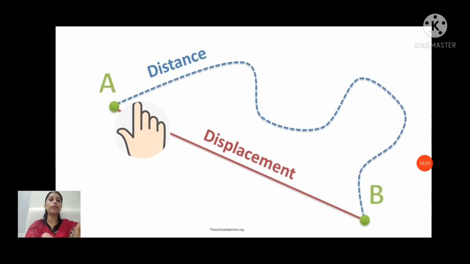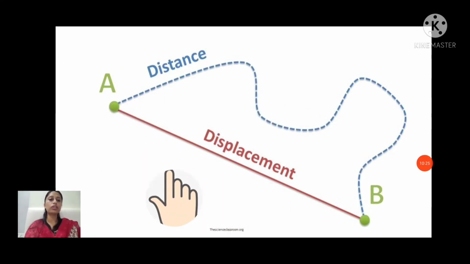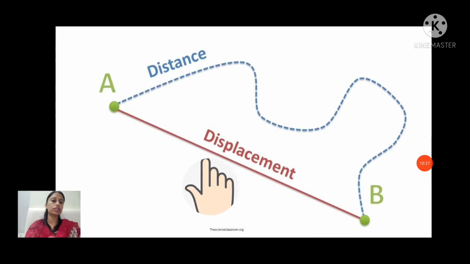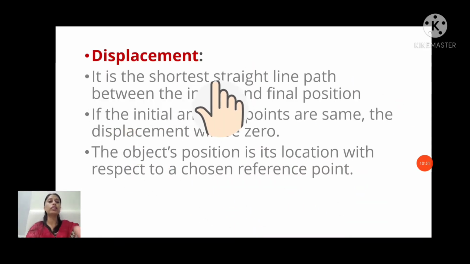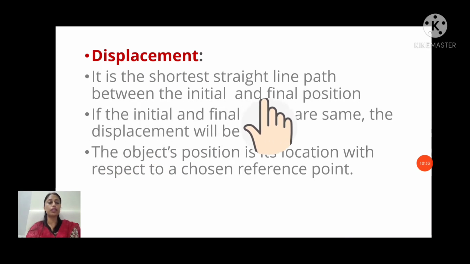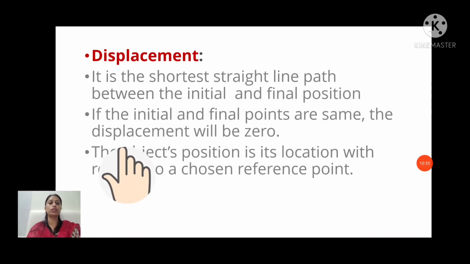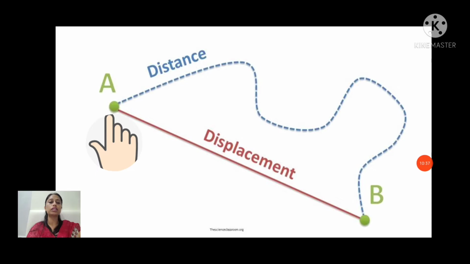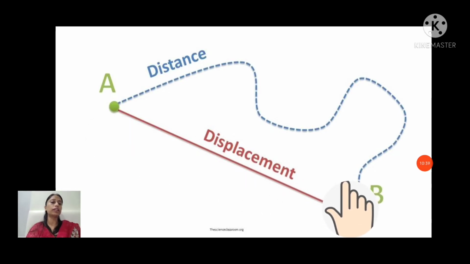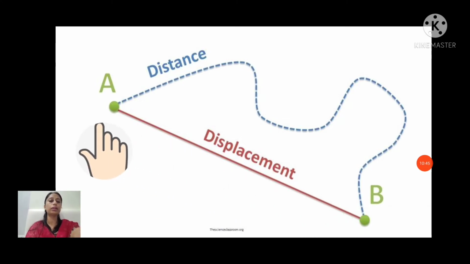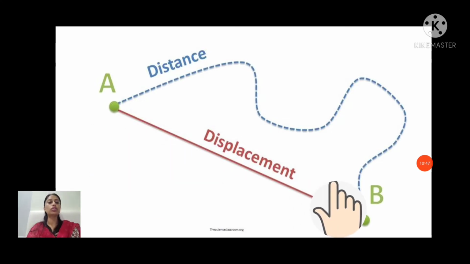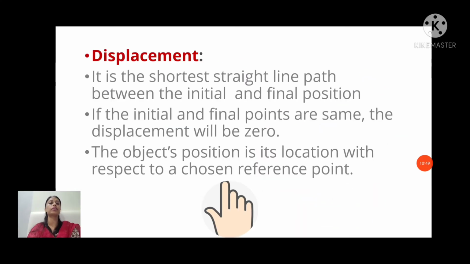And if we compare from this way and that way, we can say this one is a shorter distance, which is what? Displacement. It is the shortest straight line path between the initial and final position. As we can see, this one is the initial and this one is the final position. So the shortest straight line path between A and B, between initial and final position, is what displacement actually is.